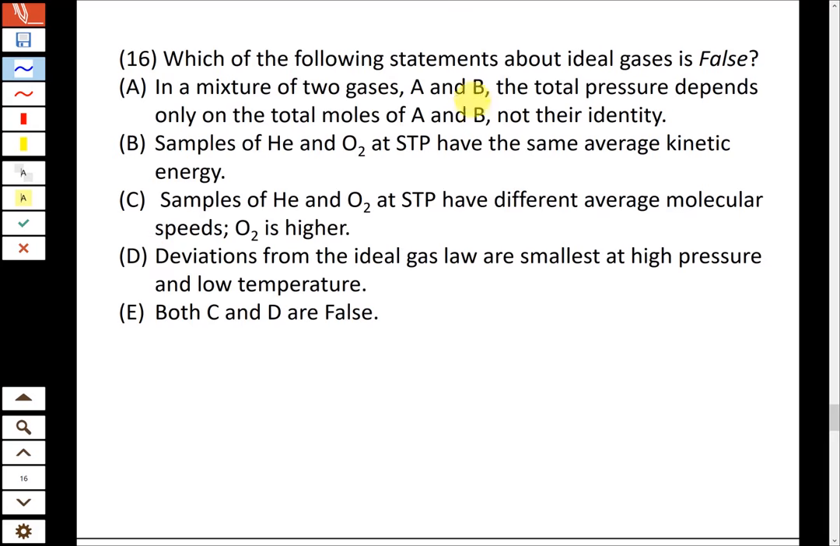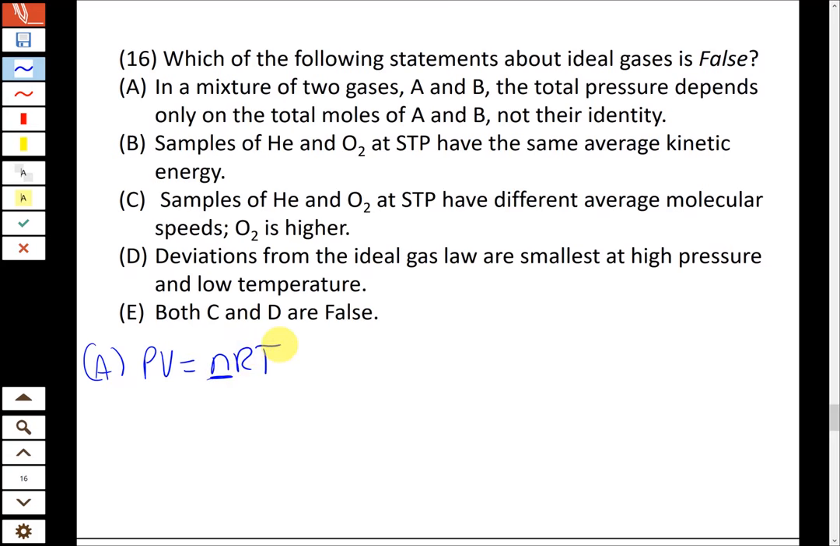So in a mixture of two gases A and B, the total pressure depends only on the total moles of A and B, not their identity. So thinking about choice A here, this is something that we mentioned in the context of Dalton's law of partial pressure when we have mixtures of gases. PV equals nRT, and remember, R is a universal constant. It's not dependent on what gas you have. It's always the same value for any gas. So it doesn't matter what gases you have, it just depends on the total moles.